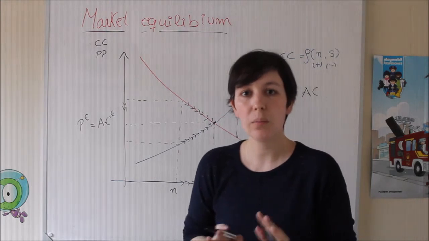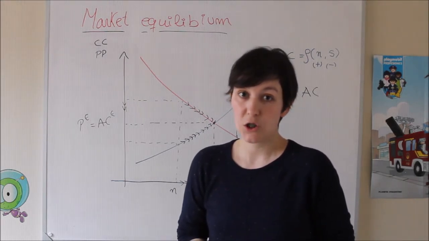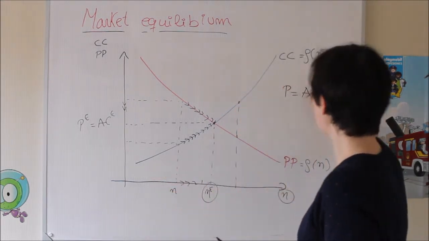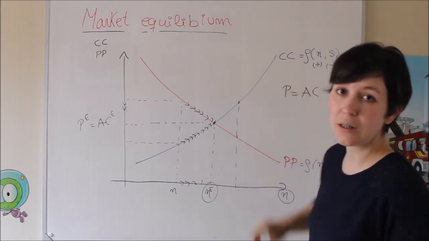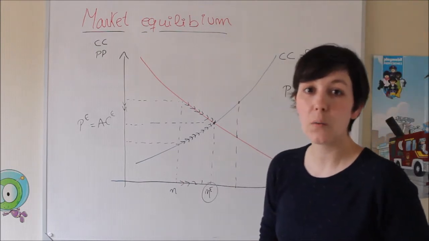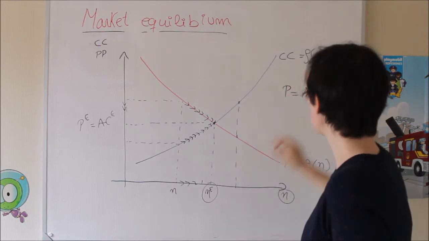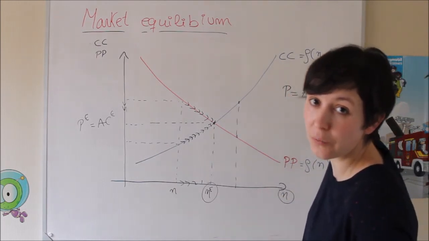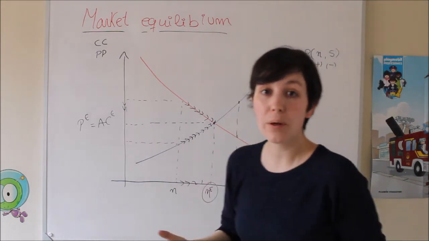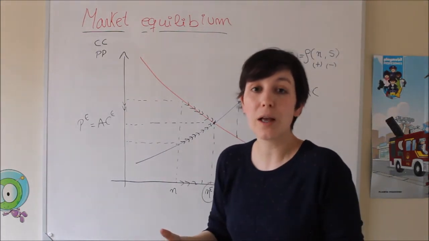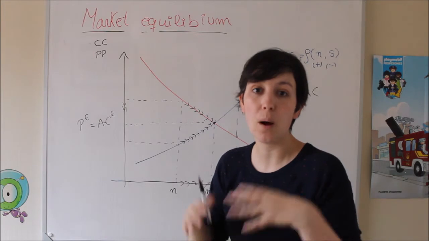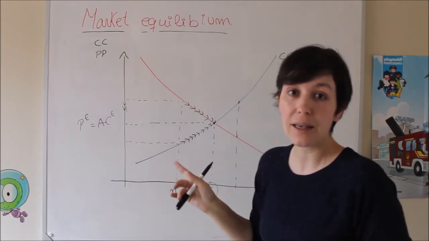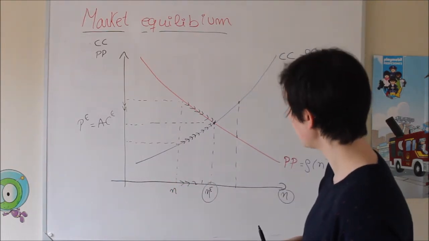Now we are going to see the implication of international trade. We are going to see that this curve, the one connected with the average cost, is the one that is going to change, okay? Why is that? Because we also know that the average cost depends on the size of the market. And if you open your economy, that means you are going to have access to a bigger demand. So the size of the market is going to be higher.